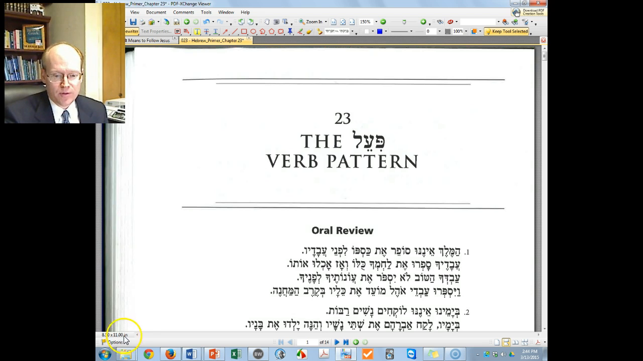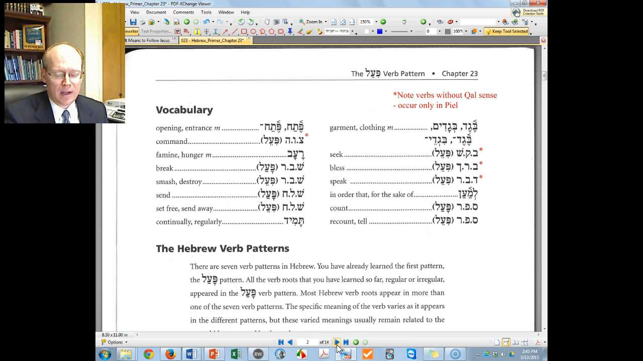Turn with me to page 255 in your textbook, and I want to note some things about the vocabulary as you look at them. The verbs, as always, are listed with periods between the radicals or the stem letters. In the cases that I have asterisked, notice that bakash, barach, dabar actually only occur in the Piel, and there is no Qal form of these verbs. So it's actually bikesh, beirach, diber.